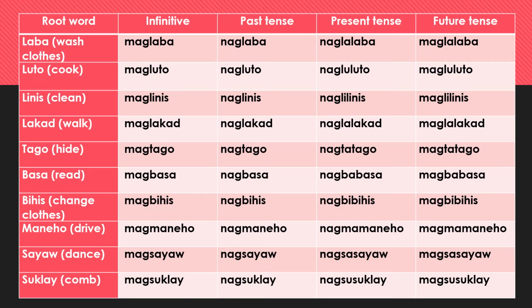Okay, now for the future tense. So what is the rule? From the present tense, you have to change N to M. And so nag becomes mag. So from the present tense, naglalaba becomes maglalaba. Magluluto. Maglilinis.